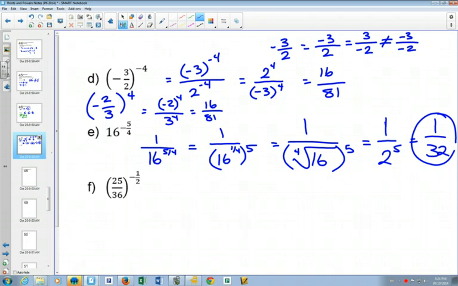Will we ever have a number that doesn't work out perfectly? Yeah, and then you can simplify it as a mixed radical. So you have to be able to recognize numbers that work out perfectly and see how to simplify them.